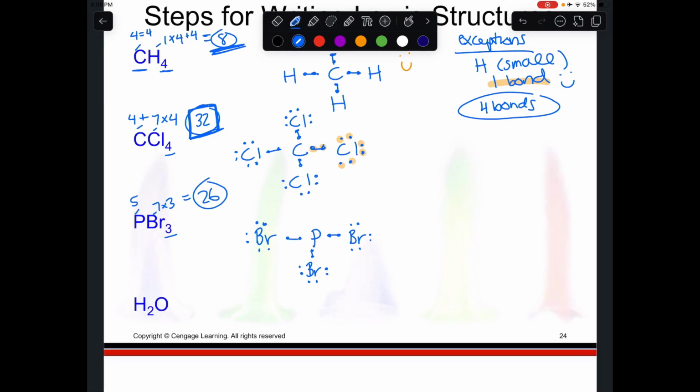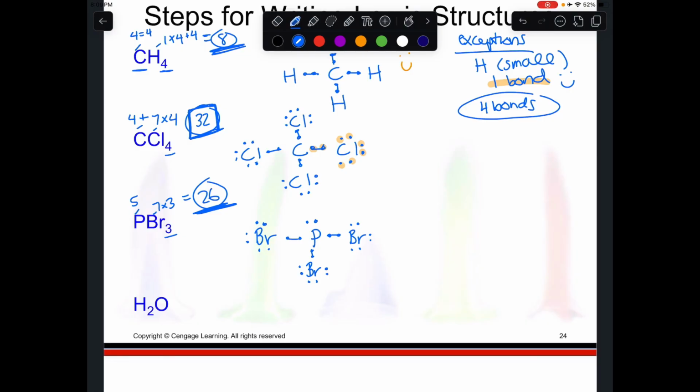All right, now, so far if I do a quick count, I have only 24 and I need to use 26. And so this is another rule. After the outers are fulfilled and you have also connected the center to the outer atoms, if you have extra electrons, they are placed on your center atom. Okay, and we call that a lone pair on the center atom. So this is the Lewis structure for PBr3.